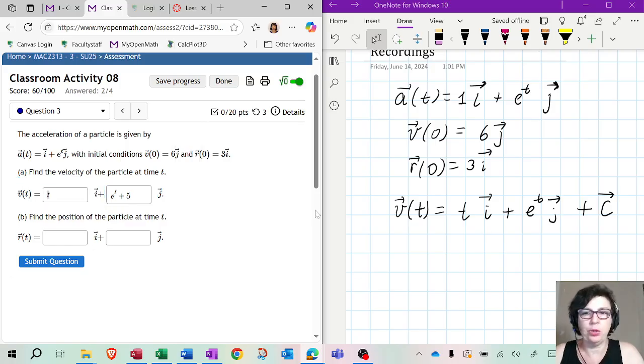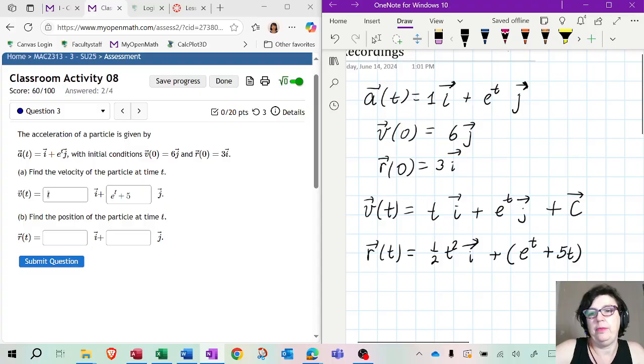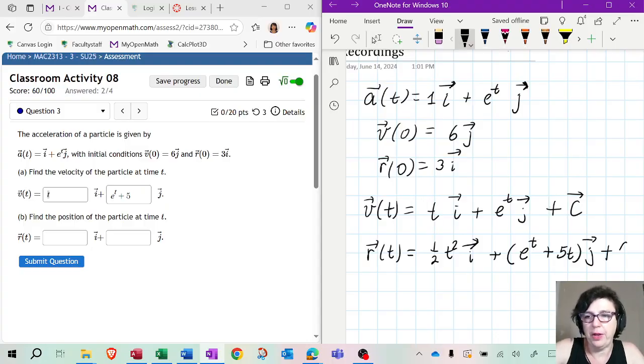Okay, now let's talk about the position. So now that we found the velocity, we're going to take an integral again. So the integral of t is going to be 1/2 t squared i. And then the integral of e to the power t plus 5 is again going to stay the same, and 5 becomes 5t.